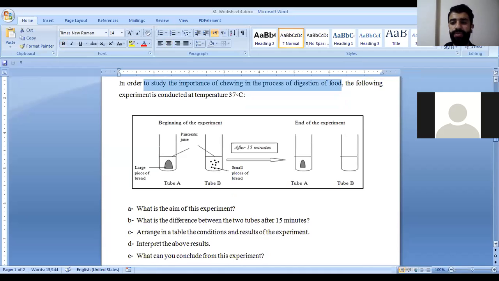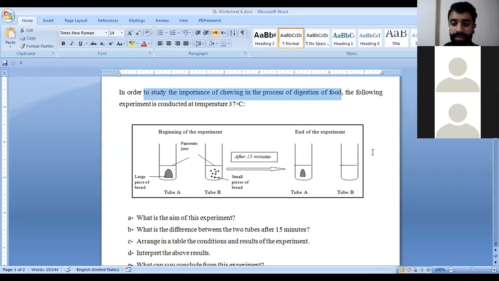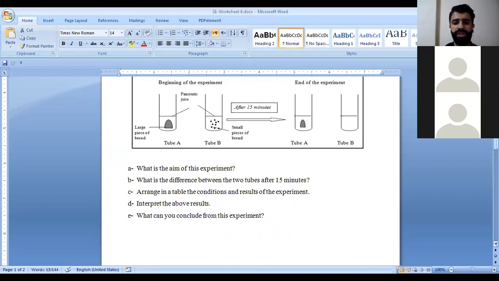What is the difference between the 2 tubes after 15 minutes? I want to listen to Hassan. Yes, Hassan. What is the difference between the 2 tubes after 15 minutes? In tube A, the difference is that the bread becomes smaller. Excellent. In tube B, the bread disappeared. Excellent, Hassan. Thank you very much. Part C, arrange in a table the condition and result.